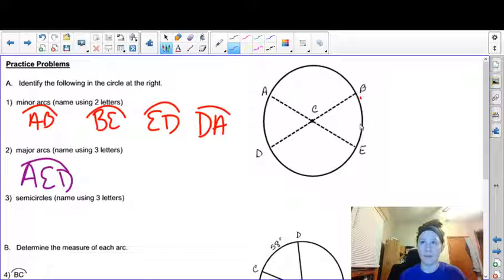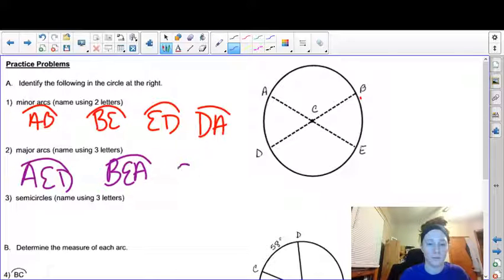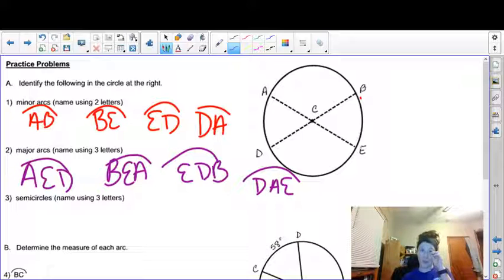Next, I could see the B to E to A. I have E to D to B. And then D to A to E. And that's my last major arc groupage.